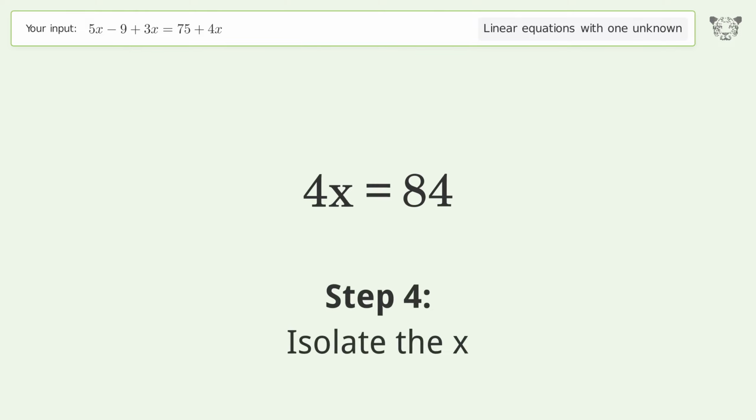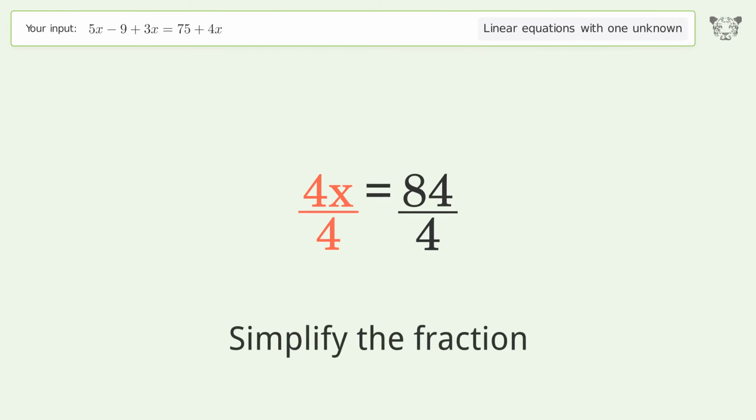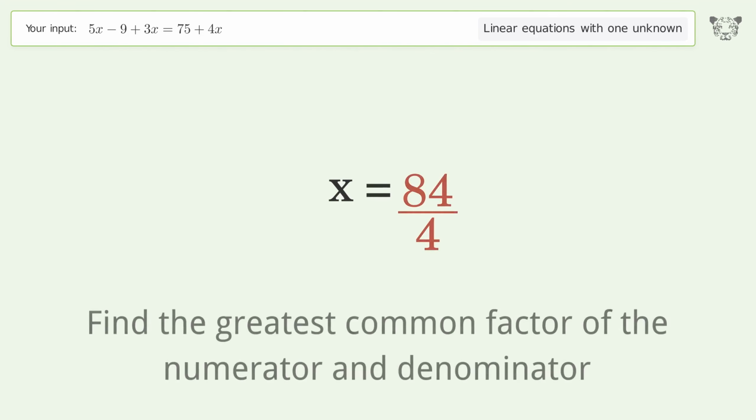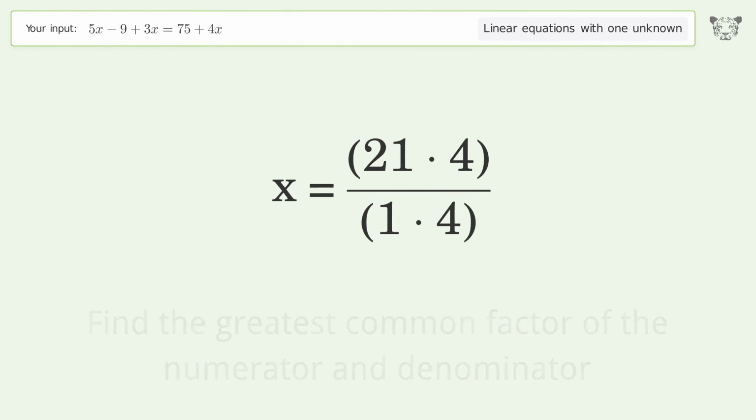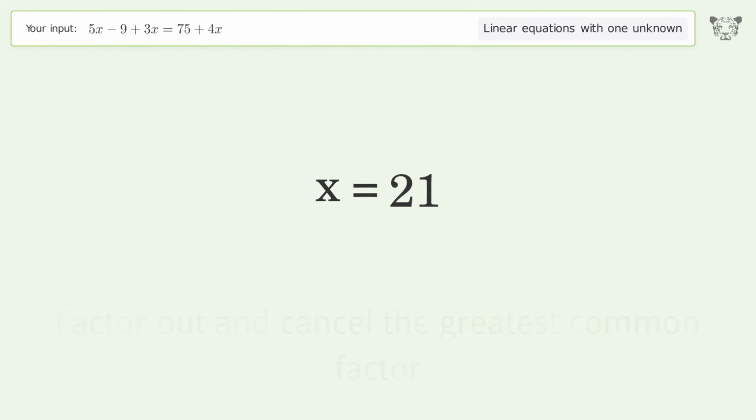Isolate the x. Divide both sides by 4. Simplify the fraction. Find the greatest common factor of the numerator and denominator. Factor out and cancel the greatest common factor. And so the final result is x equals 21.